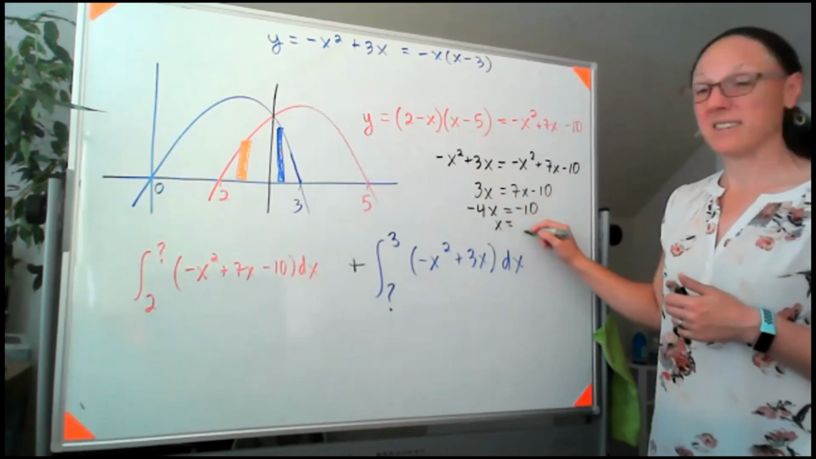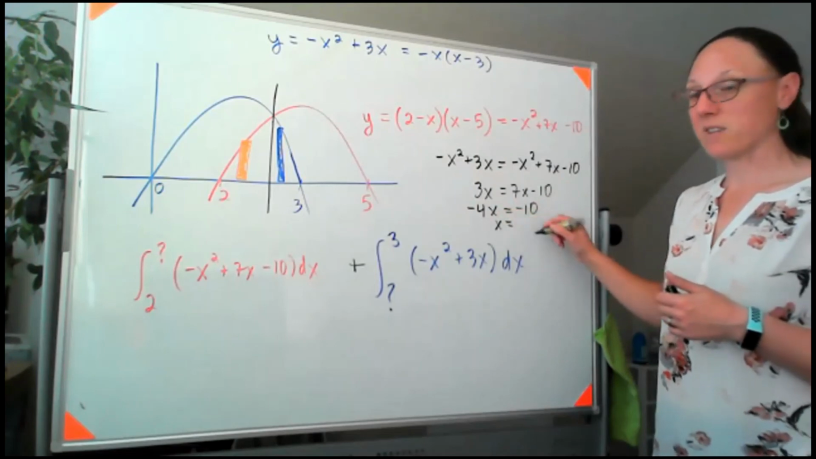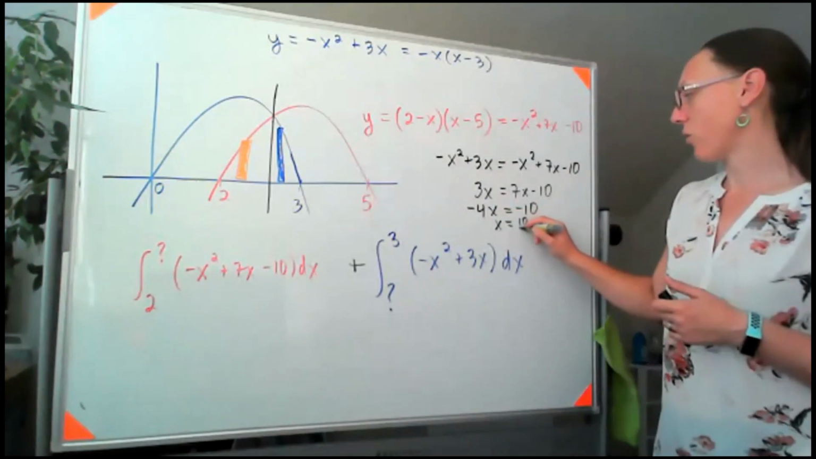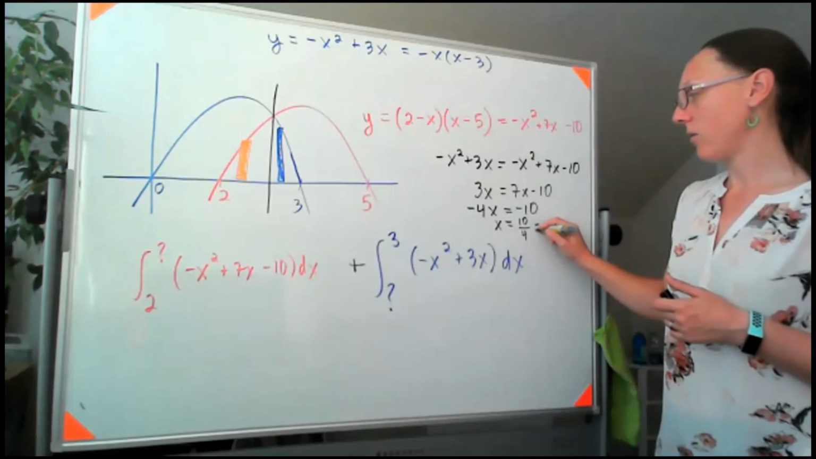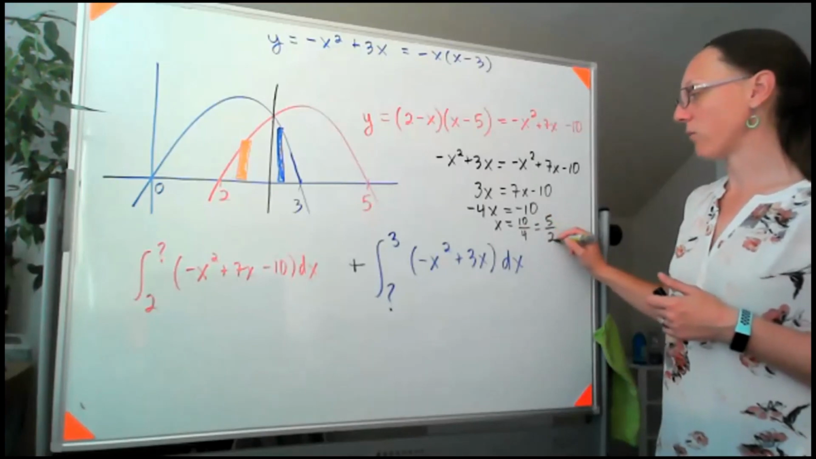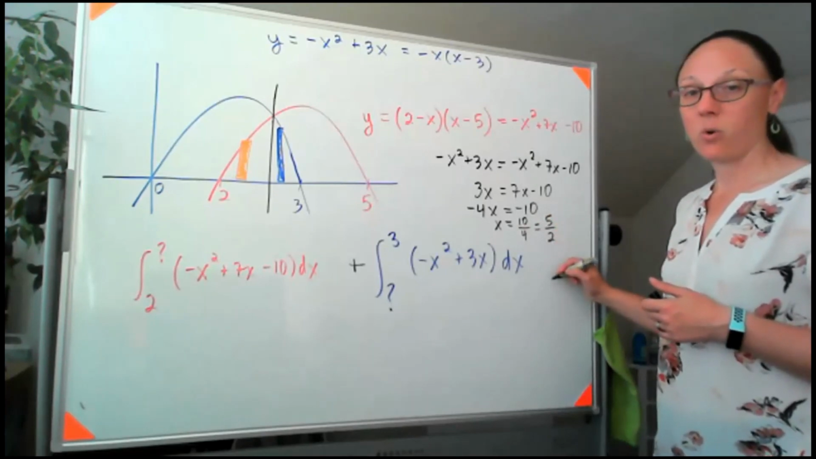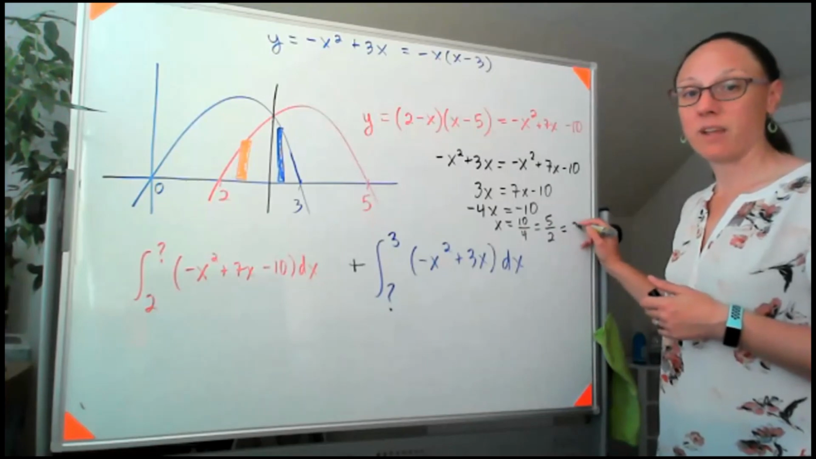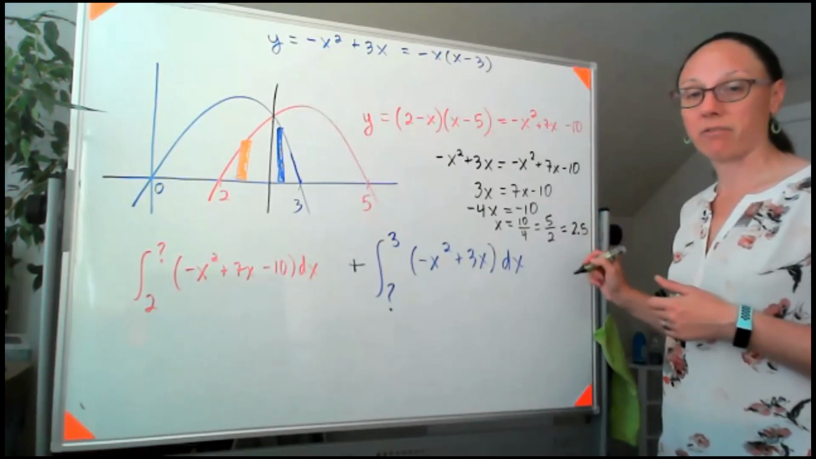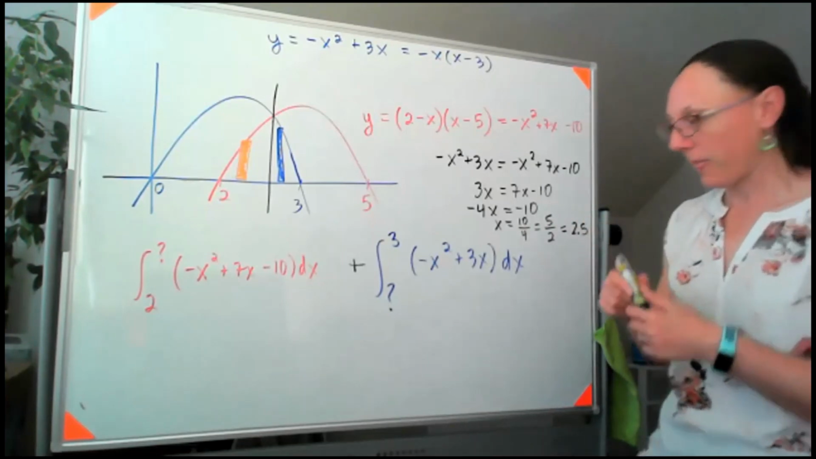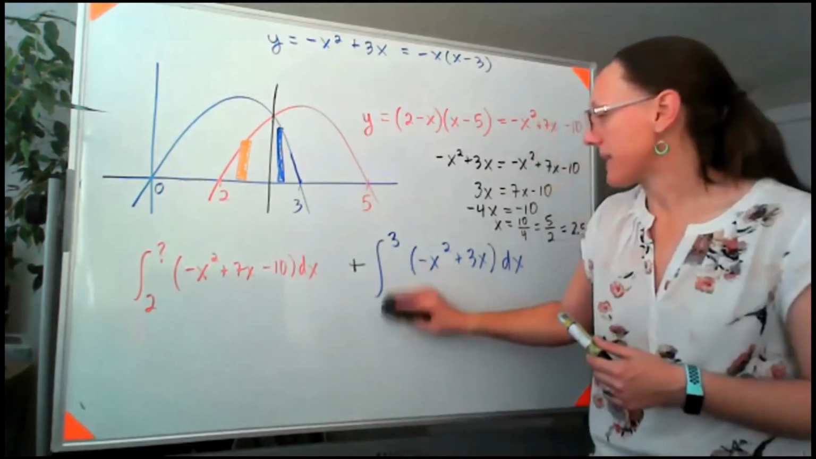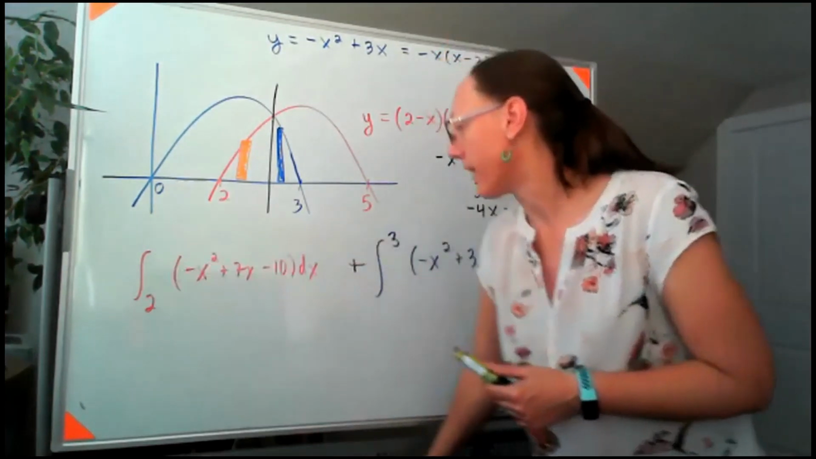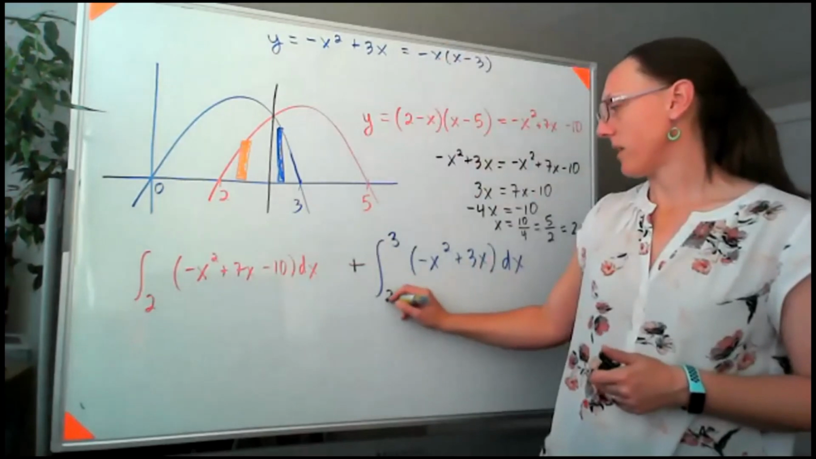It's a fraction, but it's not terrible. So it looks like x is equal to 10 over 4, or that's the same as 5 over 2. Or if you prefer that as a decimal, I am looking at 2.5. So that's my missing number here and here. It's going to be a 2.5.